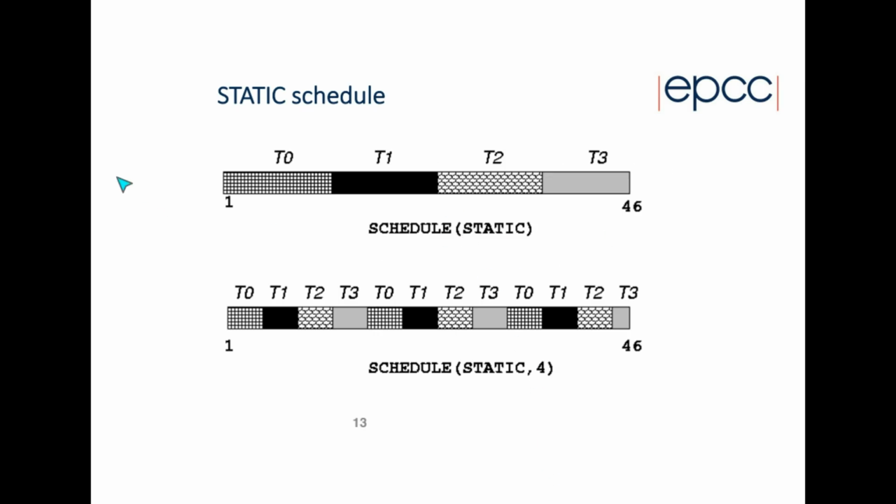So suppose we have a loop with 46 iterations in it, and we are executing with 4 threads. If we specify schedule static, then what we'll get is as near as equal division as possible. Most likely thread 0 gets 12 iterations, so does thread 1, so does thread 2, and then thread 3 will get the remaining 10.